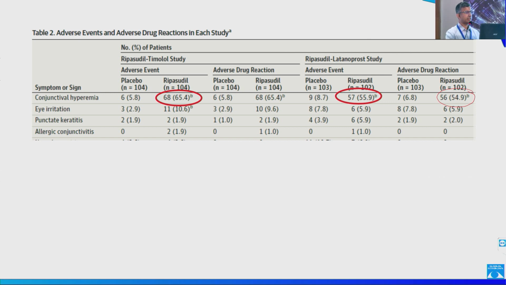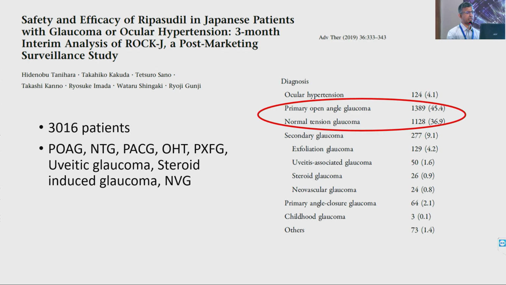But what was interesting here, and this is something that most of us have seen in clinical practice, is fairly high rates of hyperemia. So even when it's added on as a second drug, you do get significantly higher rates of hyperemia as compared to the baseline. So when you look at safety and efficacy, this is a large study of almost 3,000 patients, people with POAG, NTG, secondary glaucomas, and everything else.